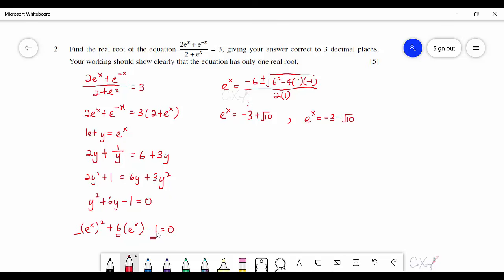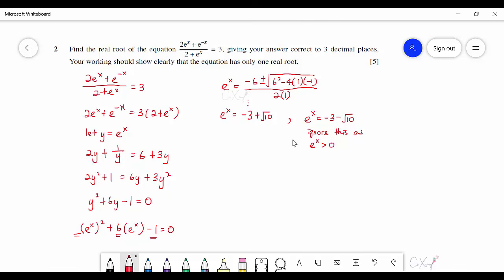Okay, so actually we should ignore this one, and we can't get the answer from it. Why? Because e power x should be more than 0. But you can see that the value on the right hand side is a negative value. So e power x must be a positive value. That's why you cannot get any solution from this part.